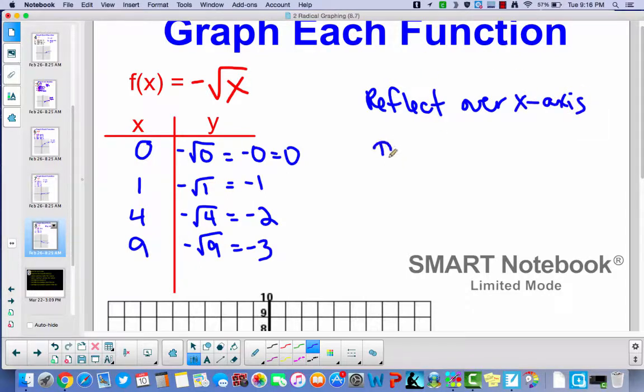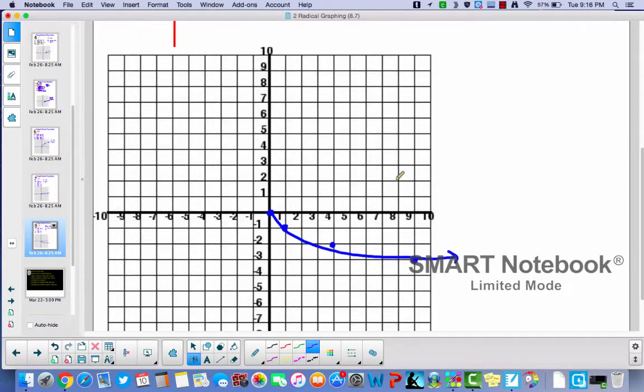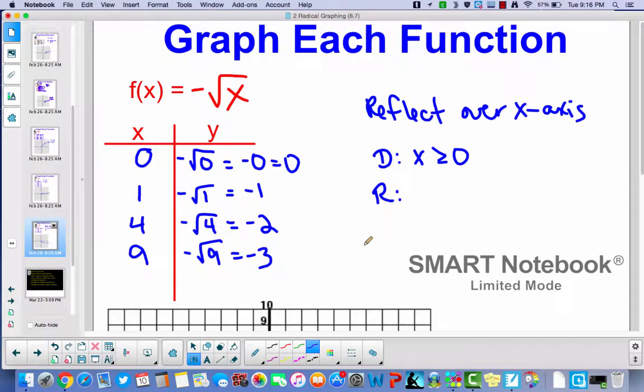Okay. What is our domain? Our x's are still greater than or equal to 0, or all real numbers. But our range now, instead of being the positive y values, is now the negative y values. So we could say the negative reals, or we could say that y is less than or equal to 0. Okay?